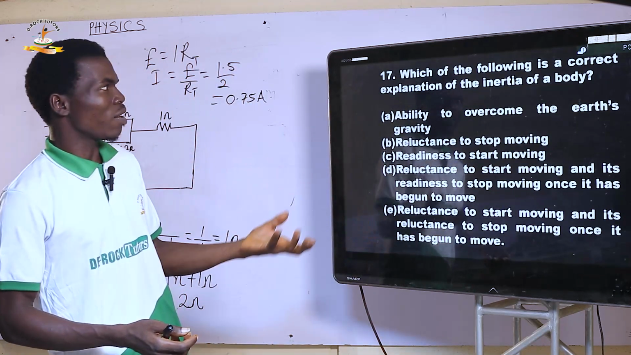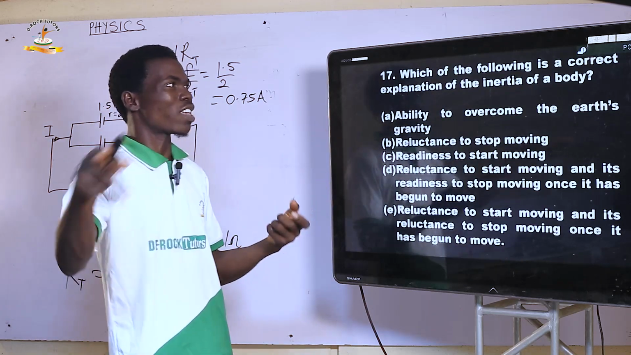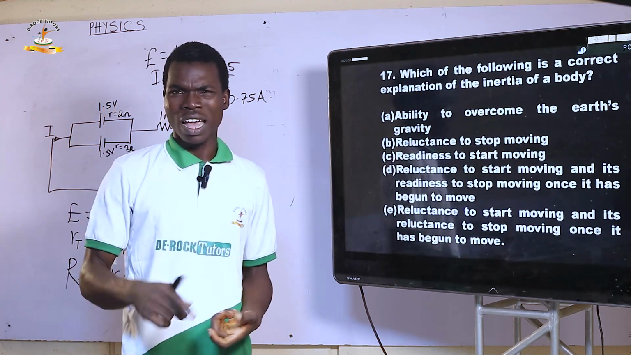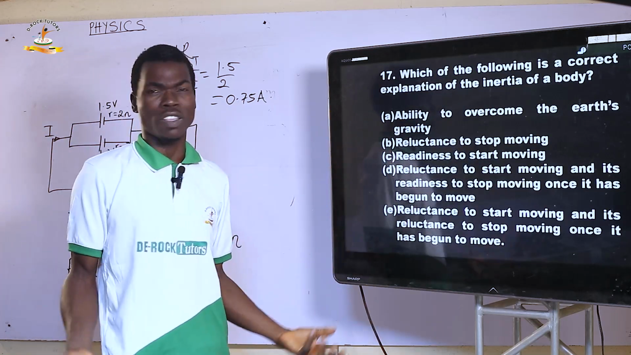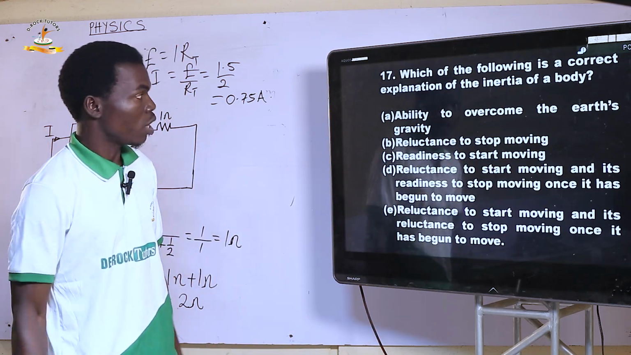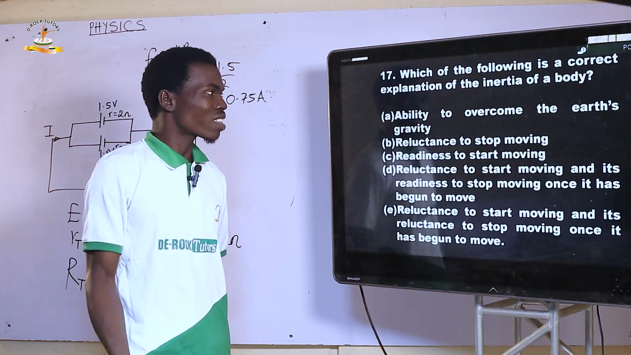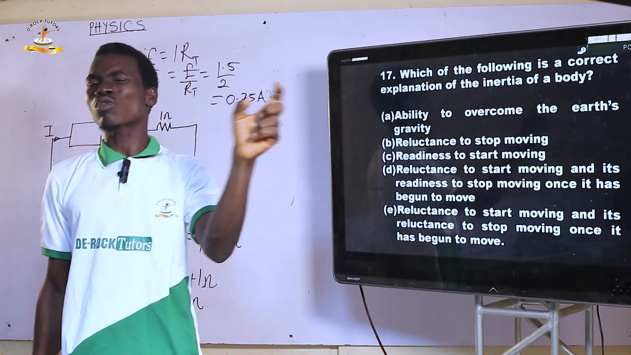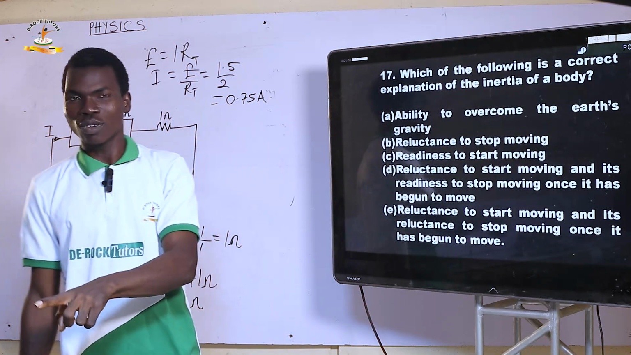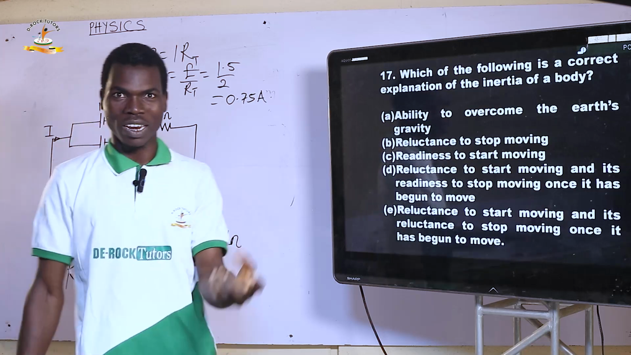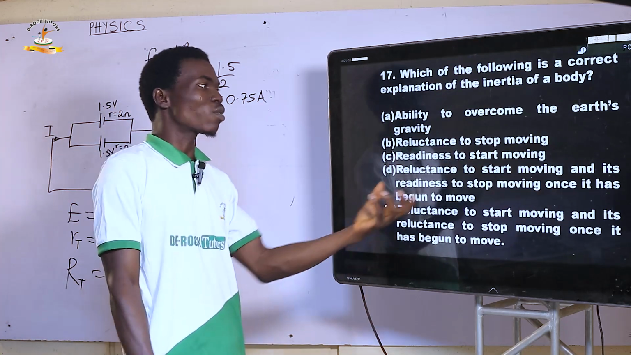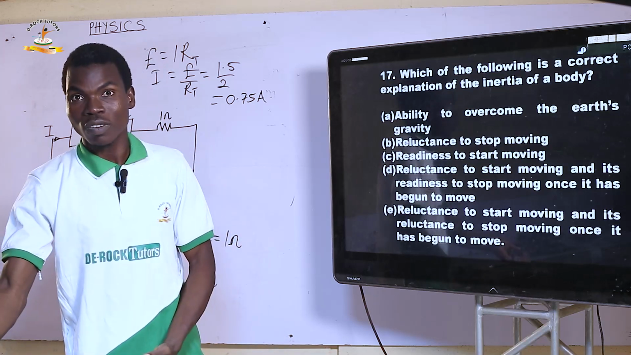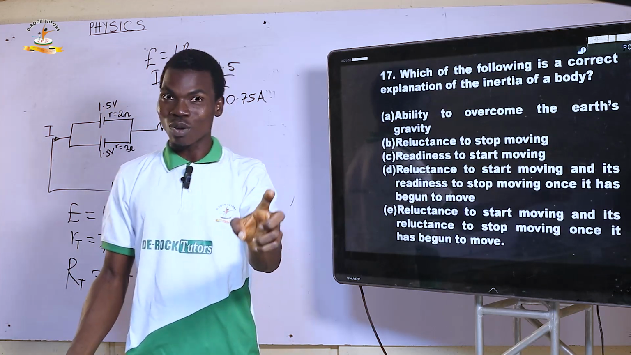Now let's take a look at the question again. Which of the following is the correct explanation of the inertia of the body? Let's go to the options. The first one, ability to overcome the earth's gravity. Inertia has nothing to do with gravity, so it's not an option. B, reluctance to stop moving. Is it only to stop moving? No, so we're not going for that option. It's part of the conditions for inertia, but it is not the sole condition. The next one, readiness to start moving. It's also part of the condition, however, it is not the sole condition.